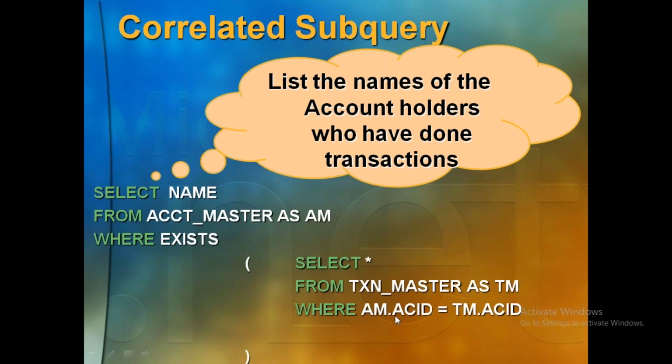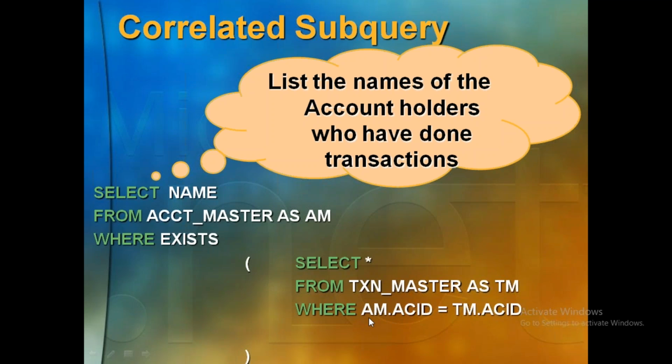It'll take one, go to the account master table, and pick up one account ID. That account ID is going to be compared with all account IDs from the transaction master table. Once it is over, it'll go back to the account master table and pick up the second account ID, and that is going to be compared with all the account IDs of the transaction master table. Once it is done, it is going to come here. And since EXISTS is there, EXISTS needs one matching row.